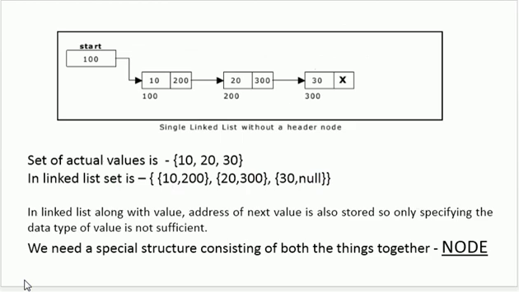Now see, here one example has been given, and in this diagram you can observe that I am saving three different values: 10, 20, 30. 10 has been saved at location number 100, 20 is at 200, and 30 is at 300. So they are not in continuity.